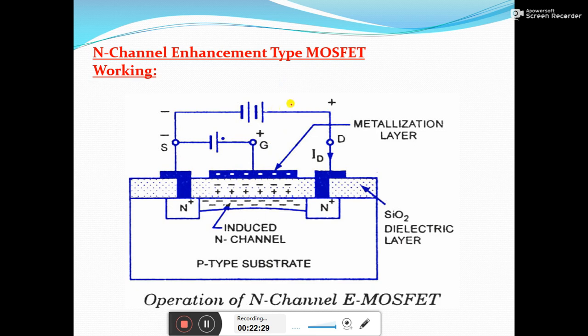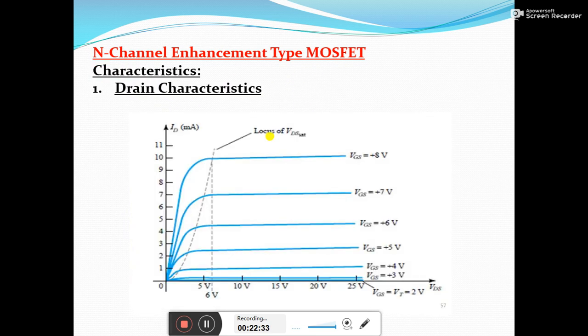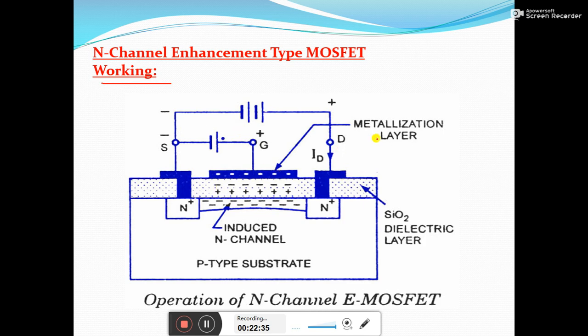Let's see the working of n channel MOSFET here. The working can be understood with two cases. For the first case, you can see the biasing method here. The source is made negative with respect to drain, or you can say VDS, the drain is made positive with respect to source, and the gate is made positive with respect to source here.